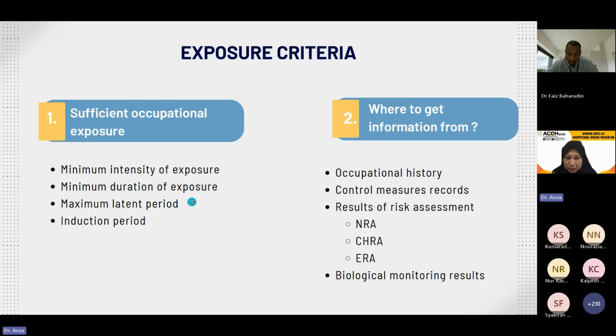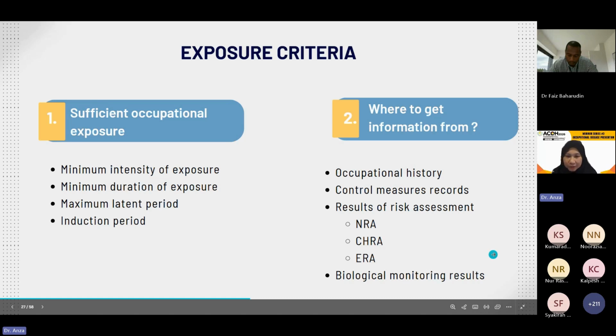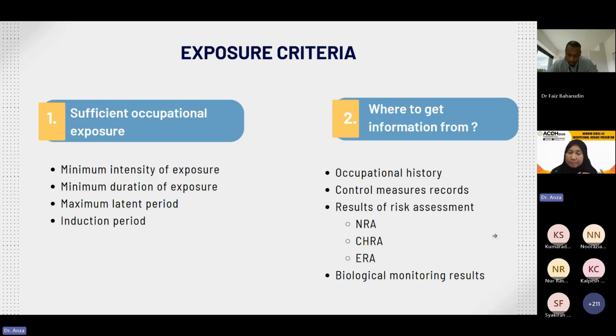So to conclude about the exposure criteria in diagnosing an occupational disease, we need to have sufficient occupational exposure. How are we going to do that? By taking history, looking at the control measures records, and reviewing the noise risk assessment data, chemical health risk assessment, ergonomic risk assessment, and of course biological monitoring results. That's what is meant by looking at the exposure criteria systematically.